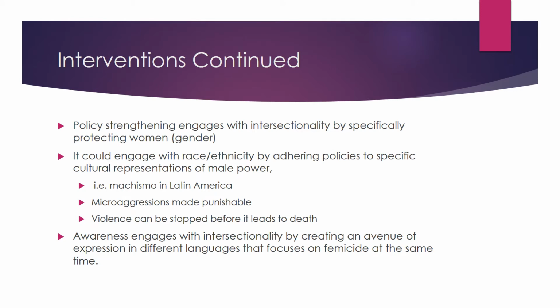Policy strengthening engages with intersectionality by specifically protecting women. It could engage with race or ethnicity by adhering policies to specific cultural representations of male power, for example, machismo in Latin America. This could make microaggressions punishable by law. Violence can be stopped before it leads to death by punishing microaggressions. This awareness engages with intersectionality by creating an avenue of expression in different languages that focuses on femicide at the same time.